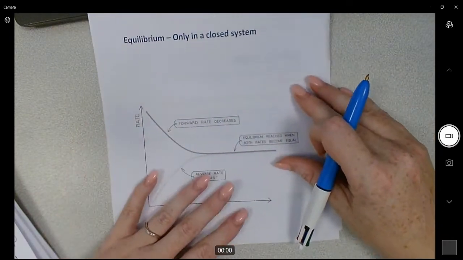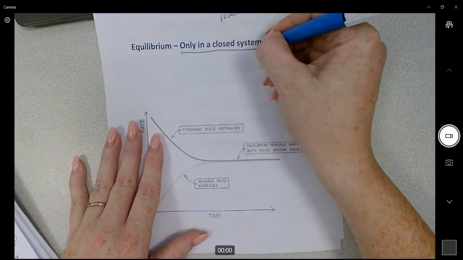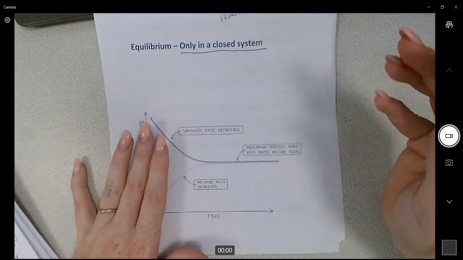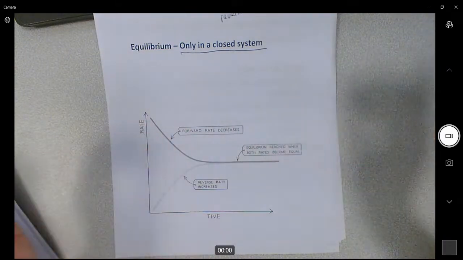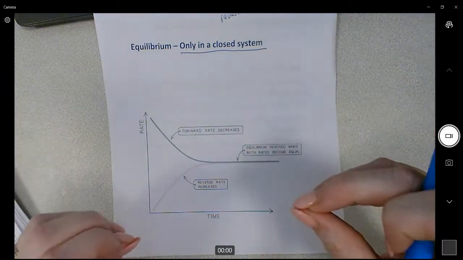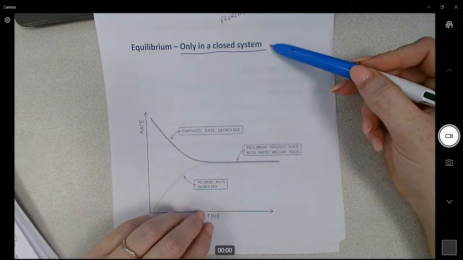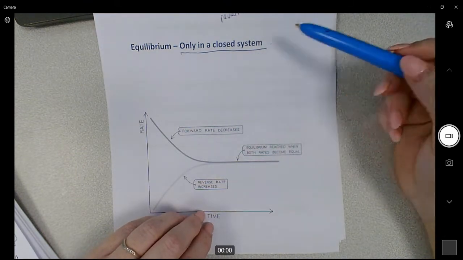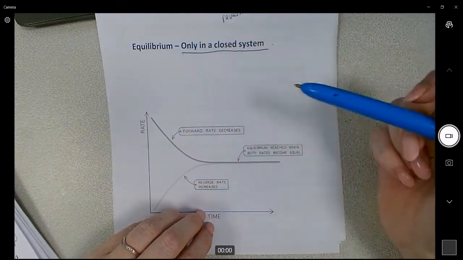So I'm hoping you can see I've got a lovely graph here, and I want to first of all just underline this key point here. Equilibrium can only be reached if we are in a closed system. In other words, things cannot enter the reaction and things cannot leave the reaction. And that's the conditions that's required for equilibrium to take place. And you'll sometimes see that on the exam question. It will say in a closed system. And that's a hint for you that it's got to do with equilibrium.